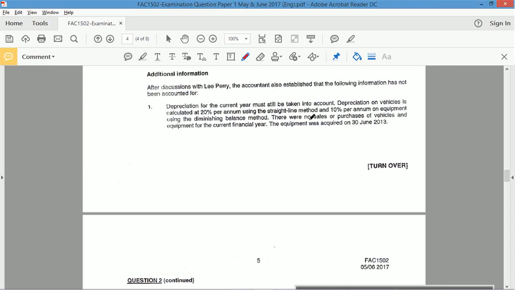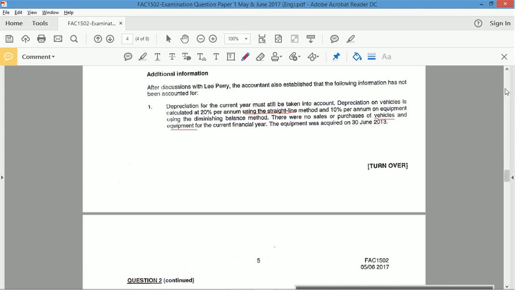Cost. Right? Did we use the cost for straight line? Okay, because I'm looking at depreciation. And depreciation using the straight line method won't change. It's going to be 20% on the cost. So I need the cost of vehicles. Did we buy any vehicles, though? There were no sales or purchases of vehicles. That's fine. And equipment for the current financial year. Okay, that's also fine. The vehicles have cost.